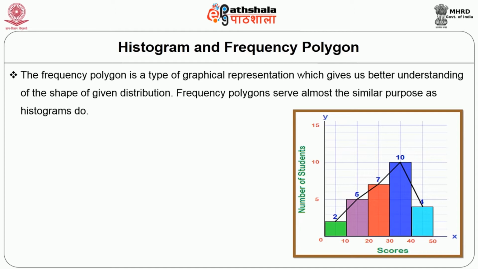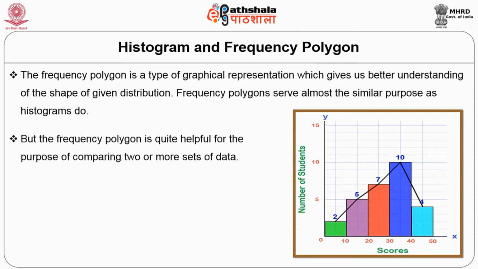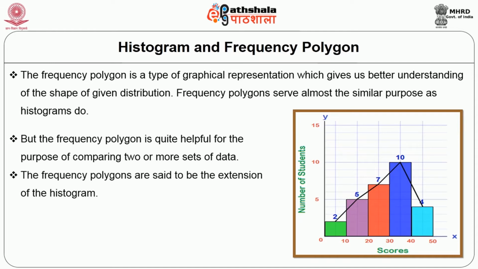The frequency polygon is a type of graphical representation which gives us a better understanding of the shape of the given distribution. Frequency polygons serve almost the same purpose as histograms do, but the frequency polygon is quite helpful for comparing two or more sets of data, whereas the histogram denotes only one set of data. The frequency polygon is said to be an extension of the histogram.